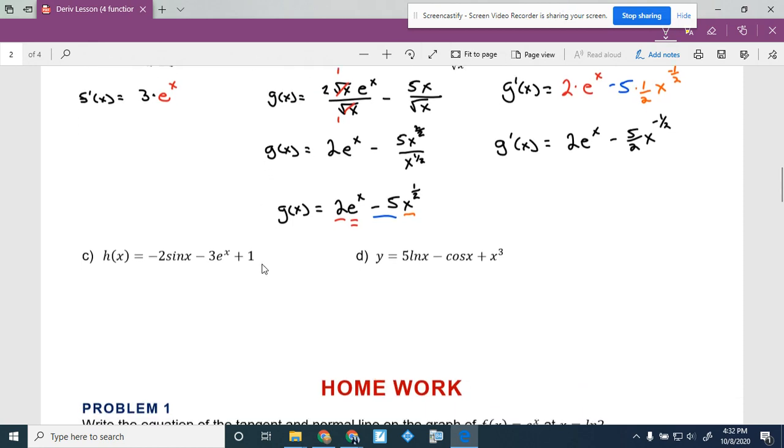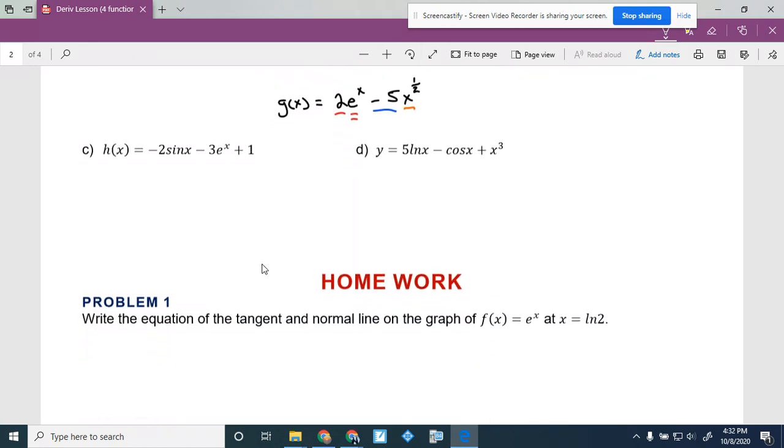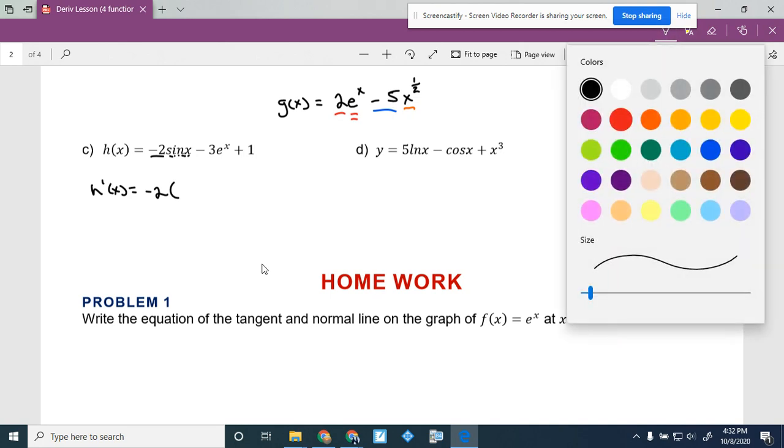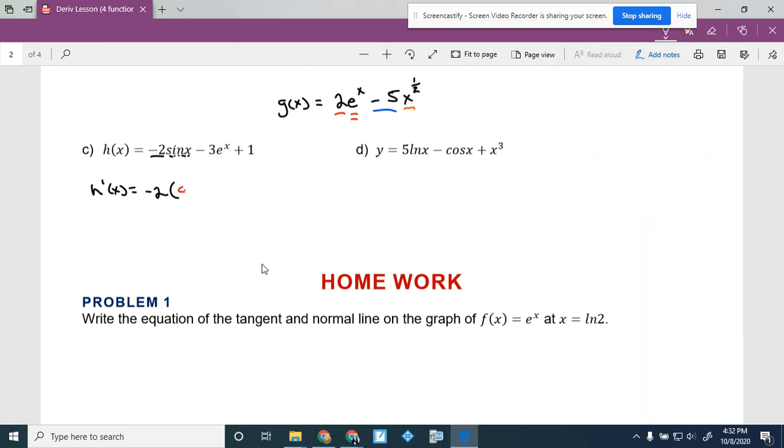All right, so let's take a look at C now. What's the deal there? So we have some sums and differences. Shouldn't be too bad, right? So h prime of x. Again, I have a constant times a function. The derivative of that is the constant times the derivative of the function. What is the derivative of sine x? Well, you now have that memorized. It's just cosine x. And yes, you're supposed to have that memorized.